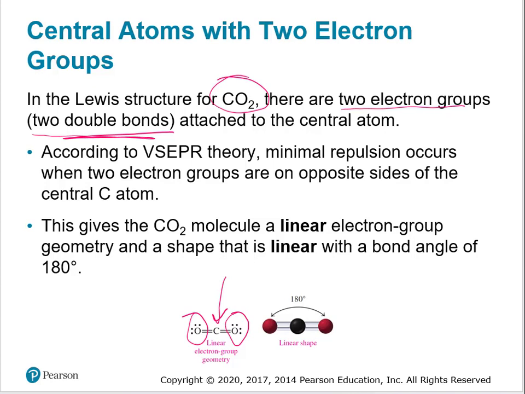According to the VSEPR theory, minimal repulsion occurs when 2 electron groups are on opposite sides of the central atom. They are repelling each other. They want to be as far apart from each other as possible, which makes this a linear electron group geometry, and it gives us a shape that's linear with a bond angle of 180 degrees.